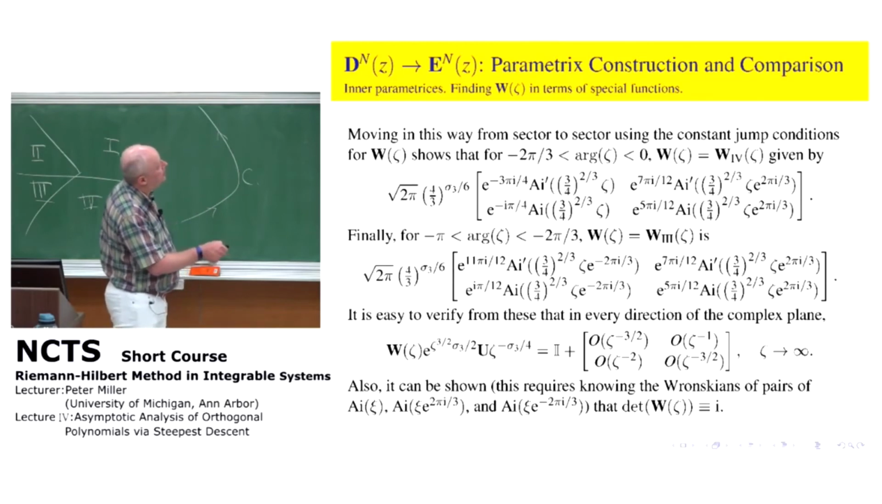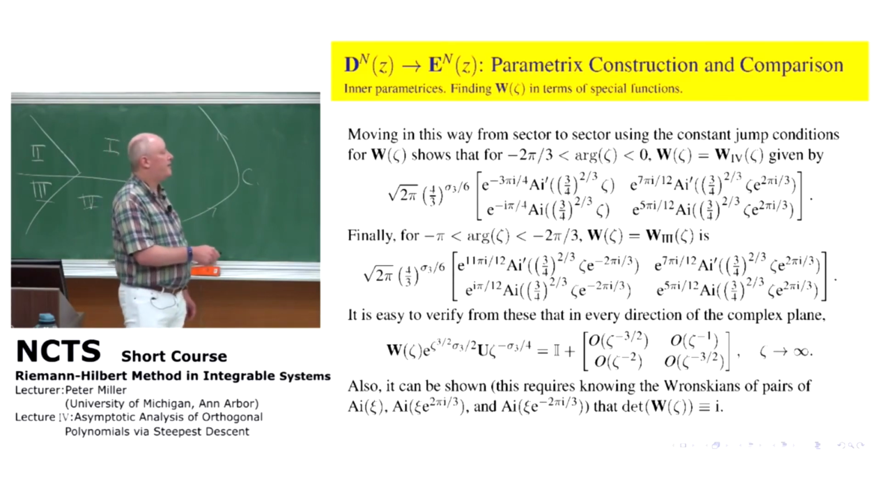So this is the formula in sector 4, it looks like this. And in sector 3, it's this formula over here. And then you just check that in every single direction of the complex plane, no matter which of these formulas I pick, if I multiply by this factor and I use the asymptotic formula for the Airy function to take the limit, I'm going to get identity plus small, and this is how small, as zeta goes to infinity.